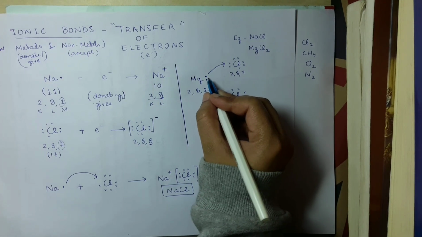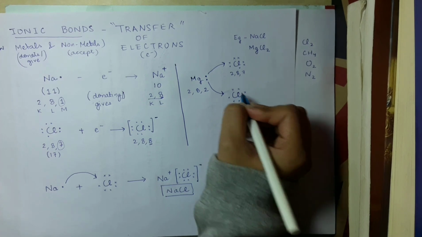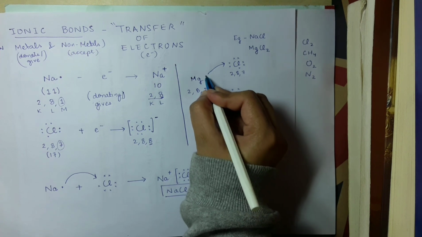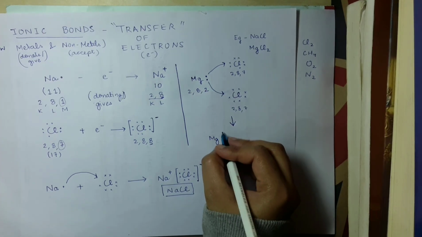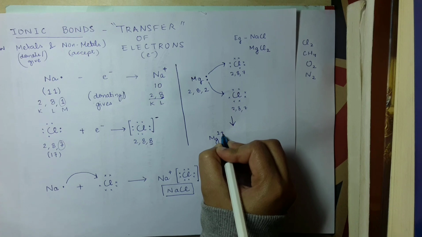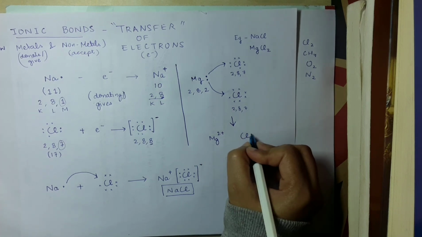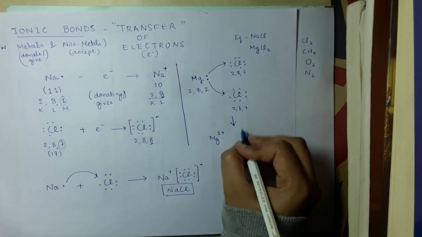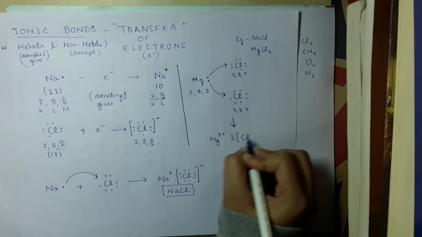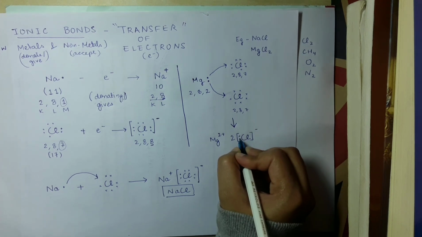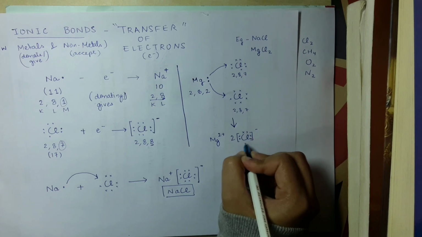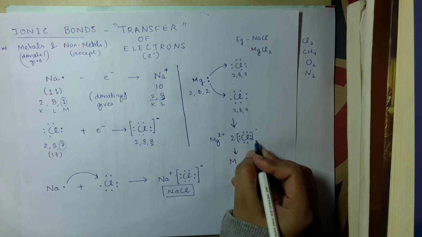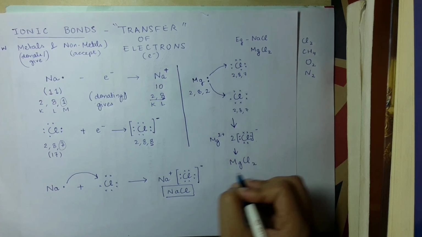So it had 2 extra electrons. It gave 1 to this Cl, 1 to this Cl. So Mg has now gotten rid of these 2 electrons. So this becomes Mg2 plus, and Cl gets the extra electron from Mg. Each one gets 1. So I have 2 Cl minus. Like this. So this is actually MgCl2. This 2 goes here, which is magnesium chloride.